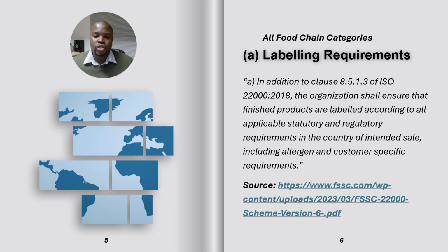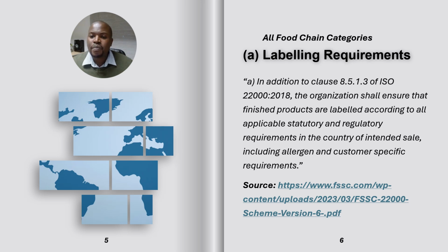It additionally also speaks about customer specific requirements, where any additional labeling requests from customers may need to be included on your product. So if they've requested those requirements, then you must ensure that you have included them. In fact, it's not may, it reads, the organization shall ensure that finished products are labeled according to all applicable statutory and regulatory requirements in the country of intended sale, including allergen and customer specific requirements. So if there is any additional information that your customer requires you to include, then of course the expectation is that you also include that.